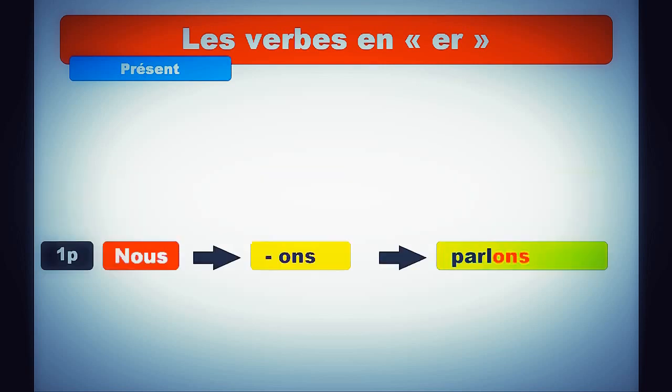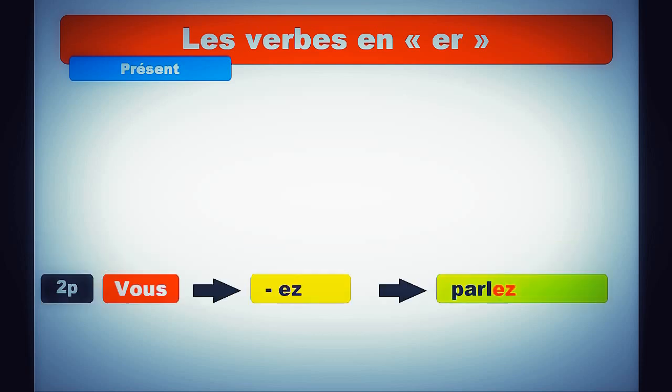So let's see now for nous. And for nous, you will get this ending ons, okay? And if you combine that with our verb, you will get nous parlons. Repeat. Nous parlons. Okay? So keep in mind that the final S is not pronounced, okay? So it's only this on, the sound on at the end of this verb. So nous parlons. Okay? And so for vous, you will get the ending ez, okay?